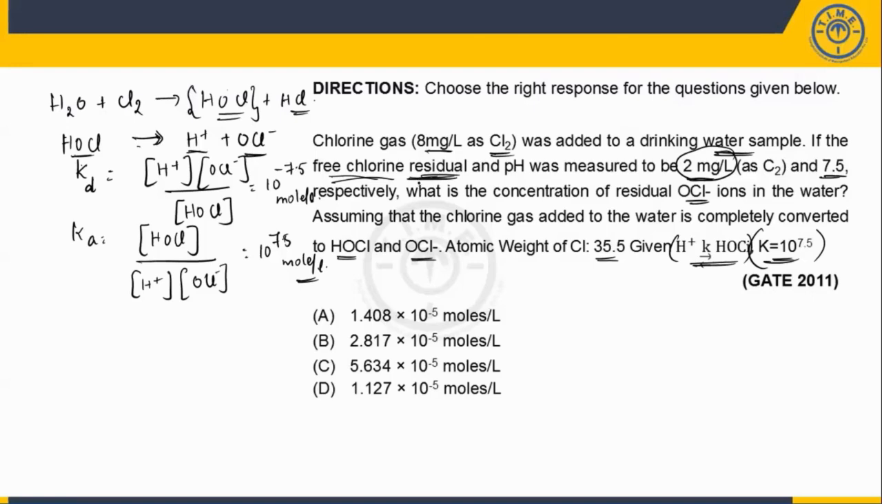Next, let's see the reaction. That is HOCl give rise to H plus plus OCl minus. Now, what is pH given to us? 7.5. pH is given to us as 7.5.